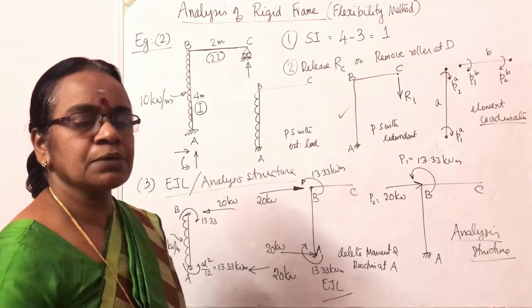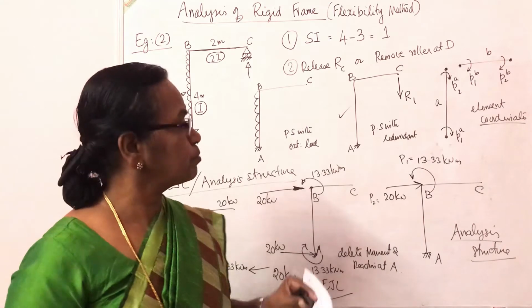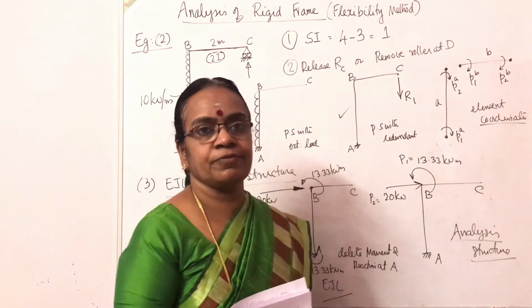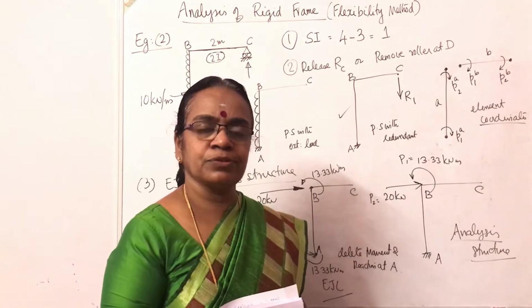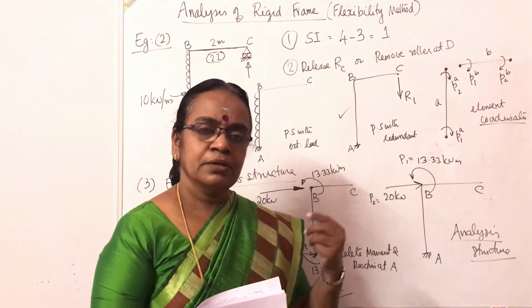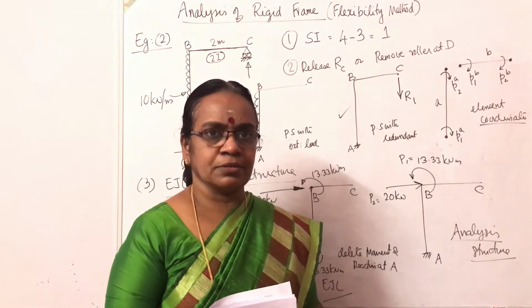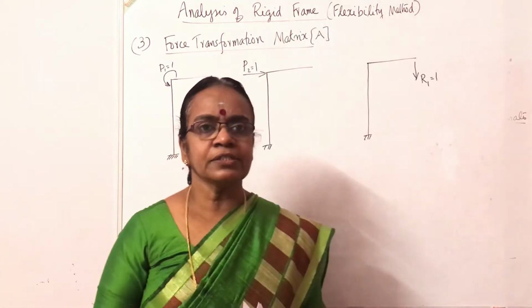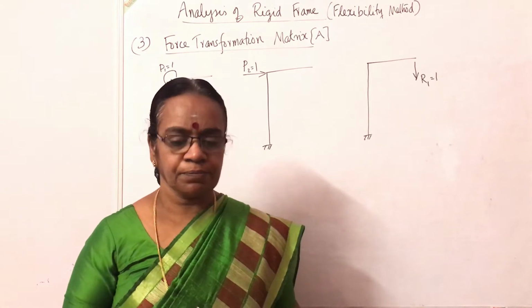Now the remaining steps are very much familiar to you. The force transformation matrix: put P1 equal to 1 and find the bending moment values at the two ends of the two elements. P2 is equal to 1, get the bending moment at the two ends of the two elements. R1 equal to 1. Then the remaining process is simply multiplication of matrices. So pass on to the third step. Now let us discuss step 3, force transformation matrix formulation.